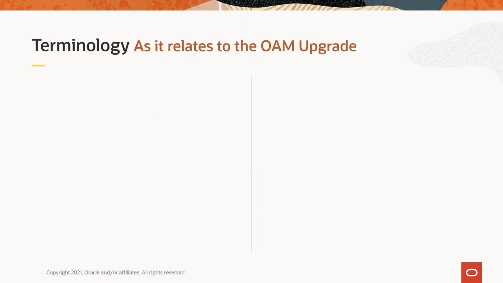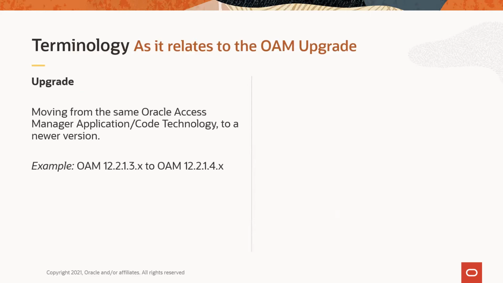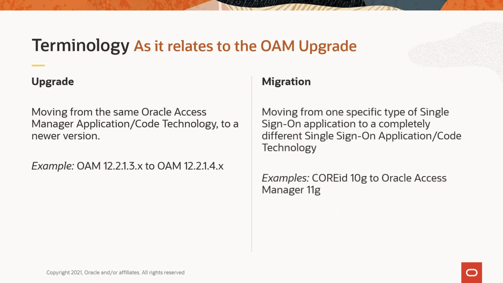One of the most common misconceptions is what is considered to be an upgrade. An upgrade is moving the same OAM application to a newer version of that same product line. In our case today, we'll be upgrading OAM 12.2.1.3 to OAM 12.2.1.4. It is not uncommon to think of a migration in the same manner as an upgrade, but it's not. A migration is moving from one specific single sign-on application to another, like moving from CoreID 10G to OAM 11G.